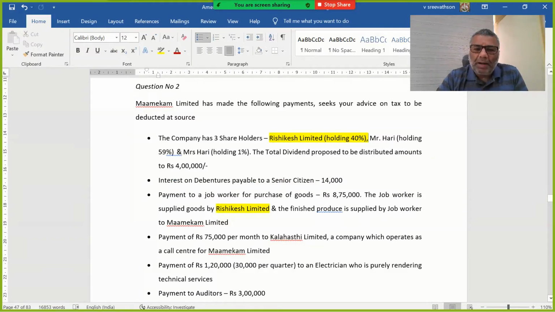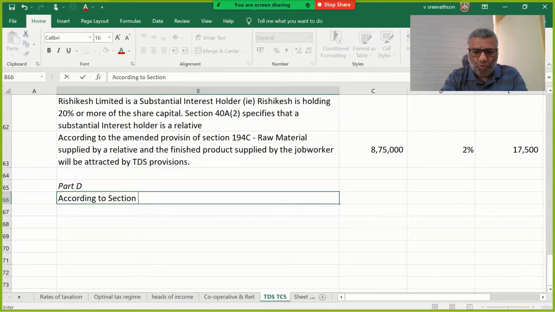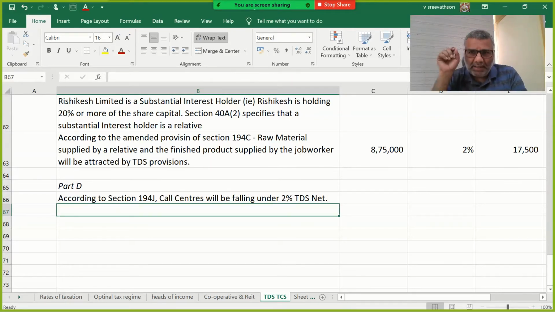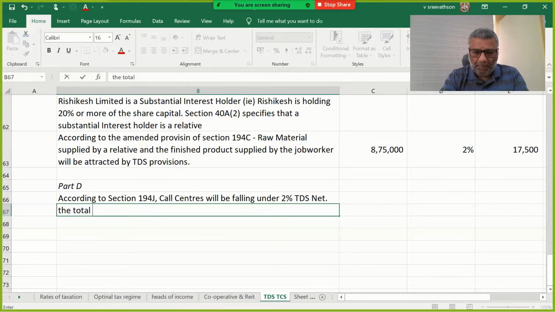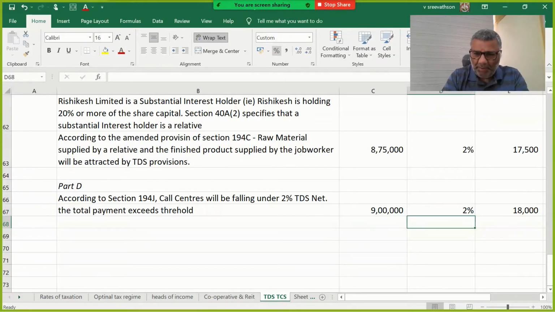Payment of 75,000 per month to Kalahasti Limited, a company which operates as a call center for Mamekam Limited, according to section 194J. Call centers fall under 2% TDS. The total payment exceeds the threshold. So what is the total payment made? 75,000 per month, so 75,000 into 12, 9 lakhs. 2% is the rate. I am working all these out in the base rate. If you want, for a better example, give COVID rates also.